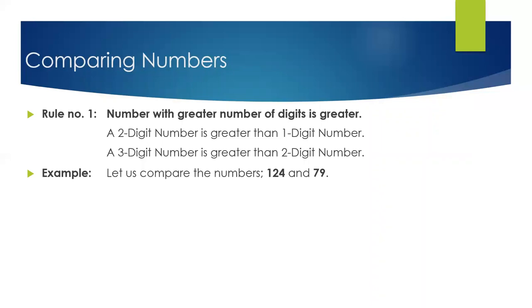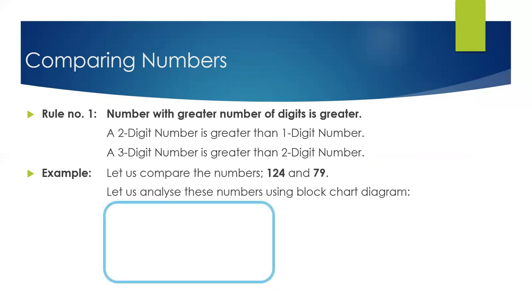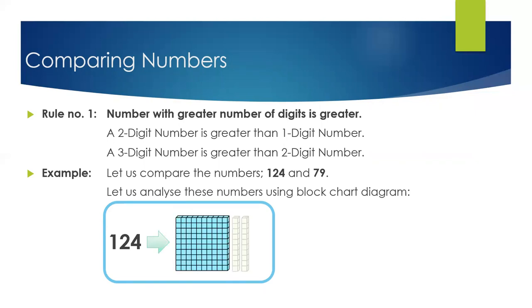Firstly, we are comparing two numbers. The first number we have is 147, and the second number is 79. We can analyze these numbers using a block chart diagram. So here we have 124. As we can see, 124 comprises 1 hundred, 2 tens, and 4 ones. So for 100 we will draw a 100s grid, for 2 tens we will draw 2 cubic tens, and for 4 ones we will draw 4 cubic ones.